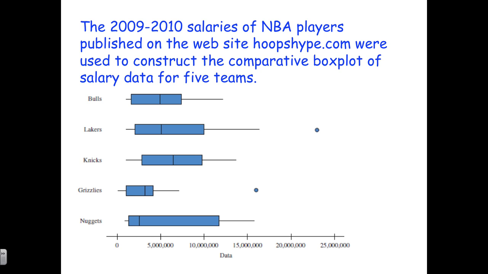What I'd like you to do is look at these 5 box plots that compare the salaries of NBA players for these 5 teams. And I'd like you to write down how they compare based on the box plots. So pause, write down your comparisons, and then start the video. Pause. Don't cheat. Don't be a cheetah. I'll talk about this in class tomorrow.